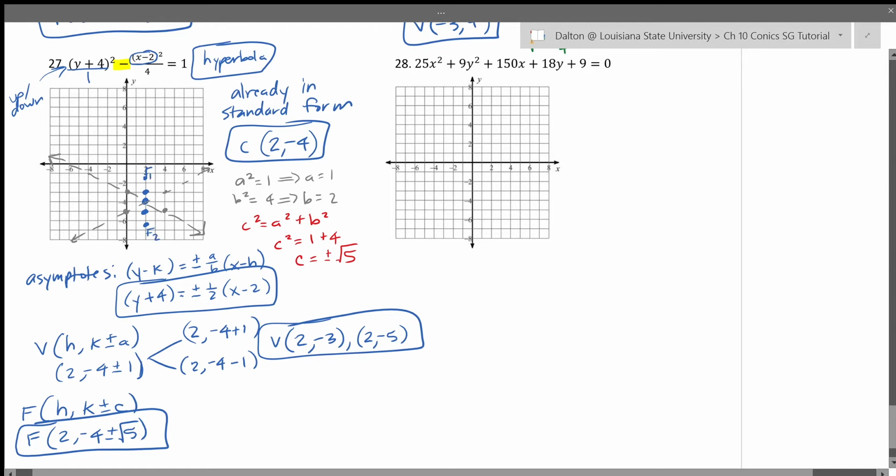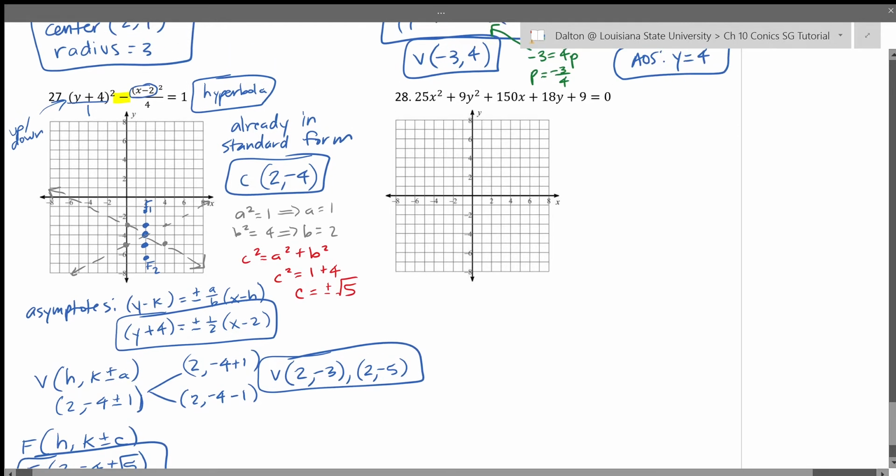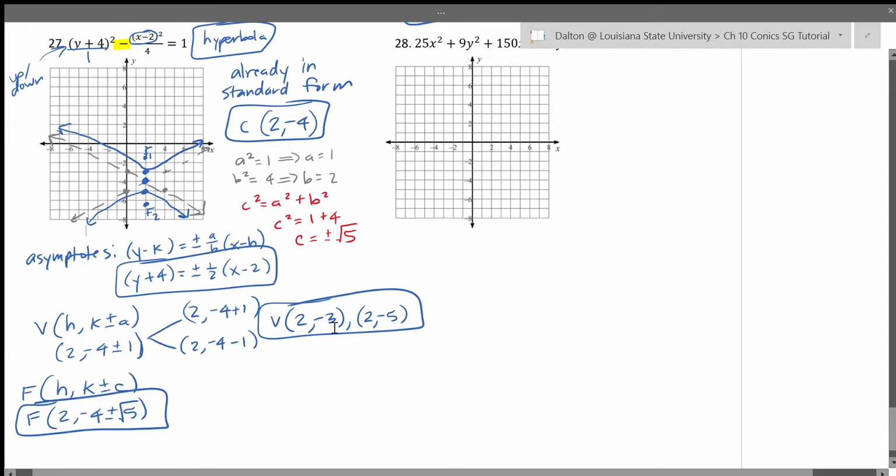And again, after you graph all of that, as far as the curves go, just to estimate what your curve should be, they should follow the asymptote. Ooh, that's a beautiful curve. They should follow the asymptote, and they should definitely go through your vertex points.